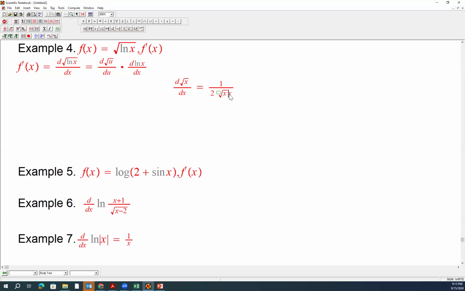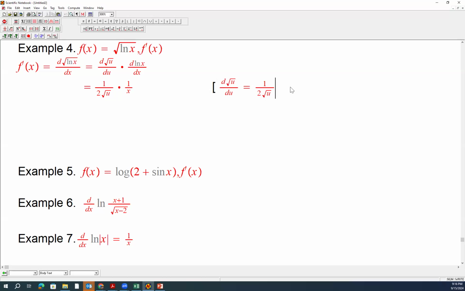So when we're looking for the derivative of the square root of u with respect to u, this becomes u, this becomes u. So this piece is equal to 1 over 2 times the square root of u, multiplied by the derivative of ln x with respect to x. We know that's 1 over x.